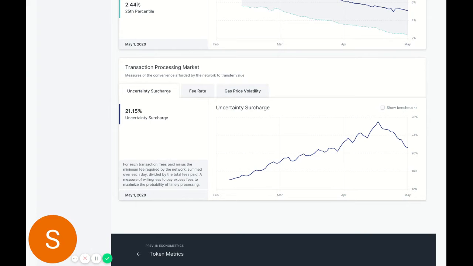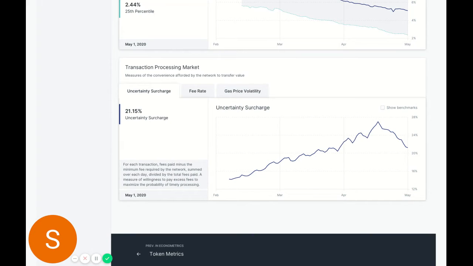The data on this dashboard comes from the Open Application Network, the OAN, and we're looking at their token, which is called AON. And here we have what we call the Uncertainty Surcharge. The Uncertainty Surcharge is meant to measure whether or not the pricing mechanism for transaction fees is working. So the OAN, like many networks, bases the going rate for transaction fees on supply and demand. As demand shifts and there becomes more demand for processing transactions, gas prices will go up. If there's less demand, gas prices go down.